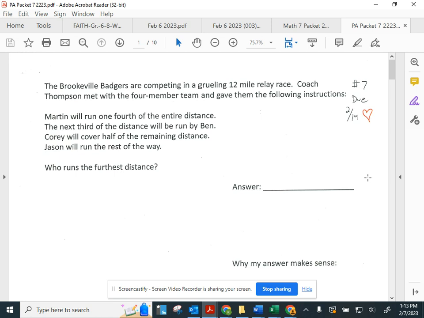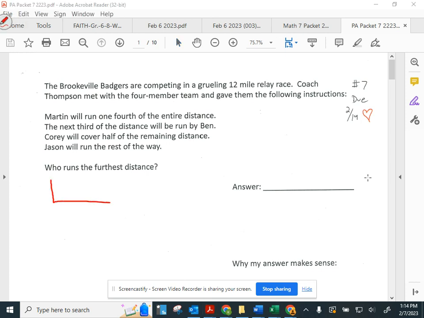Our first page says the Brookville Badgers are competing in a grueling 12-mile relay race. Coach Thompson met with the 4-member team and gave them the following instructions. Martin will run 1/4 of the entire distance. The next third of the distance will be run by Ben. Corey will cover half of the remaining distance, and Jason will run the rest of the way.